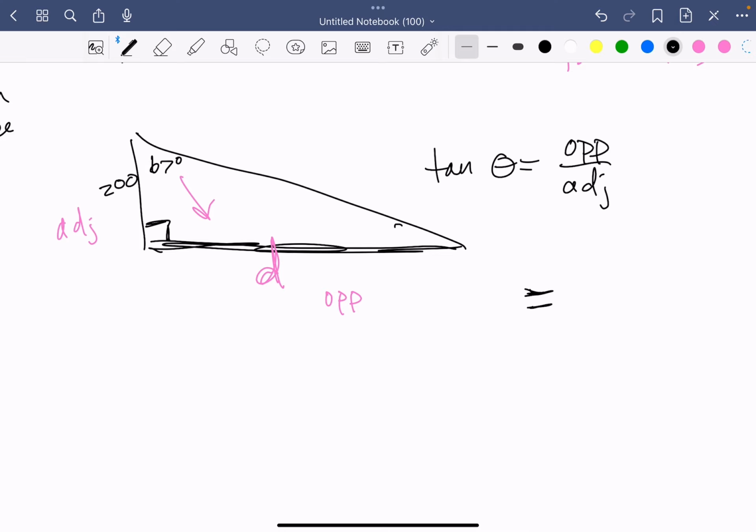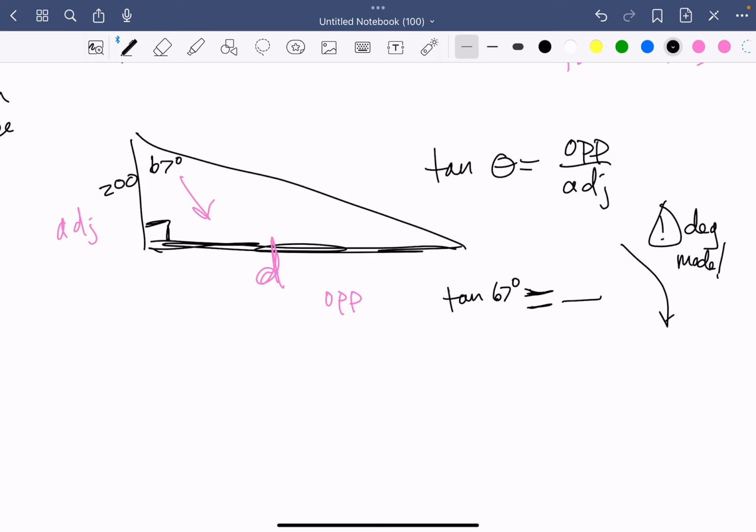If I had done this angle down here, it still would have ended up being tangent, right? But just from a different angle. So I've got the tangent of 67 degrees. Put yourself a note, you must be in degree mode.